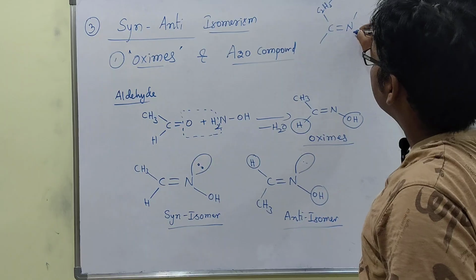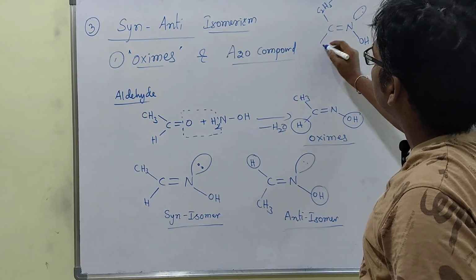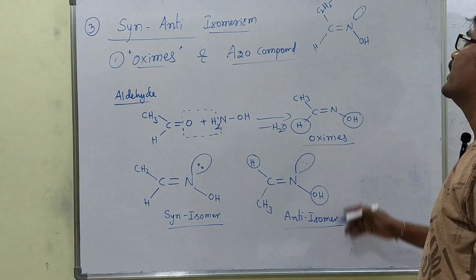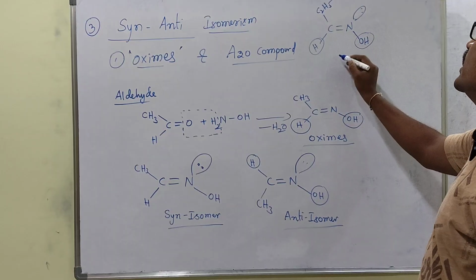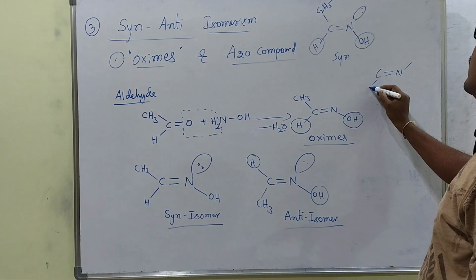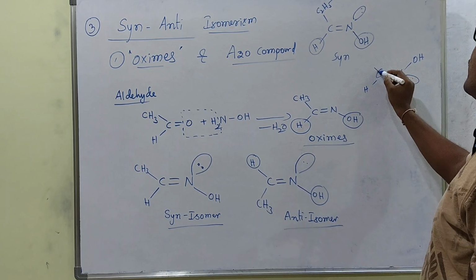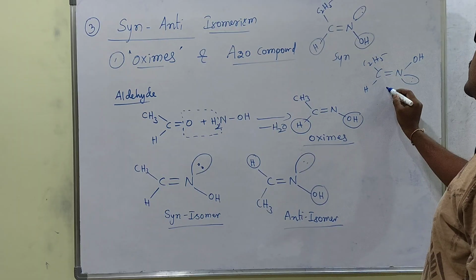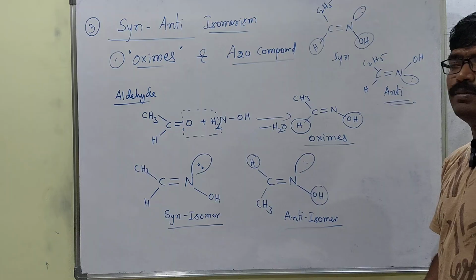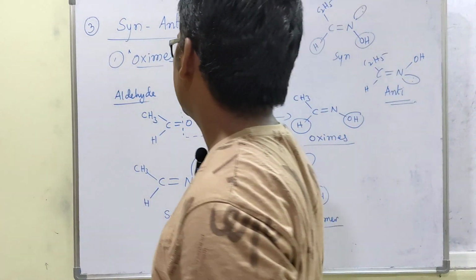Even if C2H5 is there, C double bond N, then OH, then the lone pair of electrons attached there, then H is there. Even this is also an aldoxime. If H and OH are on the same side, it is syn. If C2H5 and OH are on opposite sides, we call it the anti isomer. Understand, my dear students? So in oximes you can observe syn-anti.